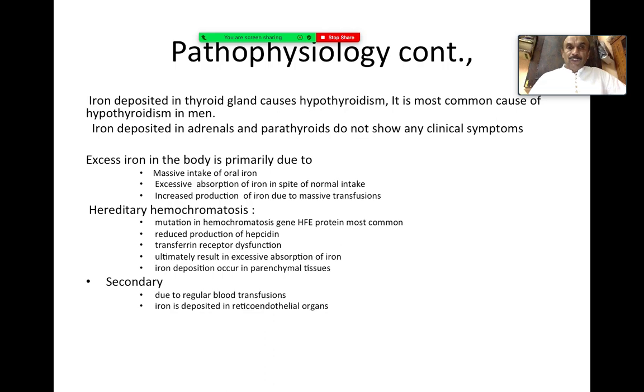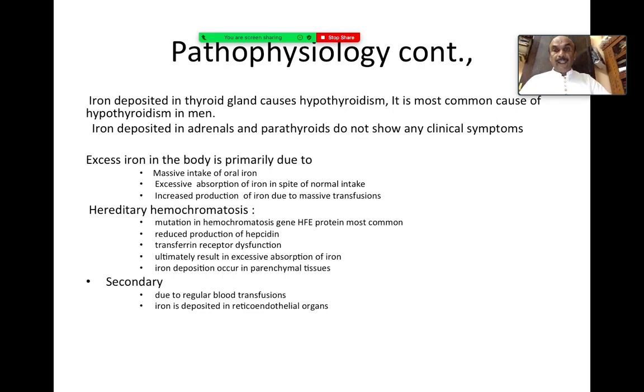Coming to the pathophysiology, iron deposited in the thyroid gland causes hypothyroidism. This is the most common cause of hypothyroidism in men. As such, hypothyroidism is more common in women. In hereditary hemochromatosis, the men are more commonly affected with hypothyroidism. Iron deposited in adrenals and parathyroid gland do not show any clinical symptoms. This is the point to be remembered.